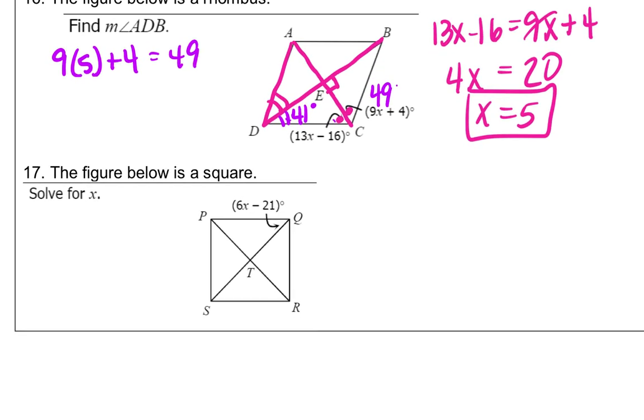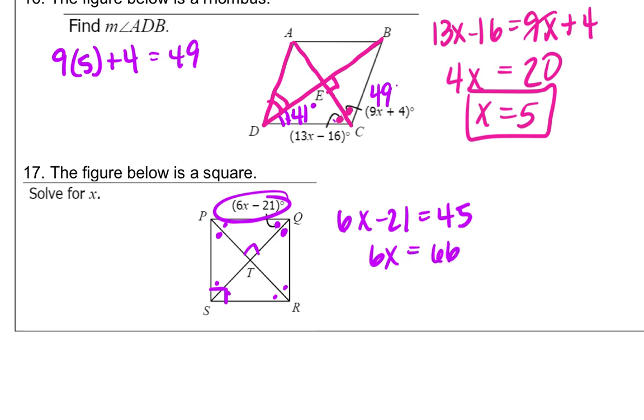All right, last one's a square. Squares are my favorite because everything's 90 or 45. So we know it's 90 at the center. We know the main angles are 90, but we know all of these little pieces are going to be 45. So that means that 6x minus 21 is 45. So 6x equals, add 21, we get 66. x is 11, and it just said solve for x. Done. Nothing else to it.